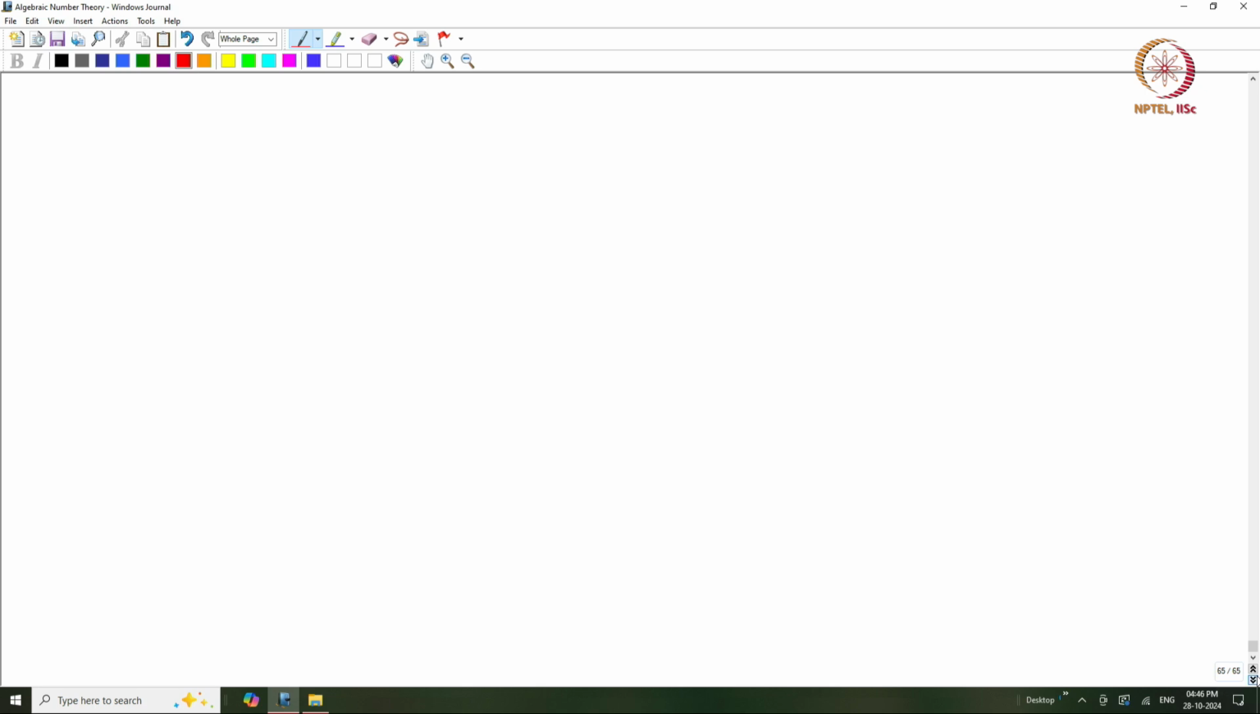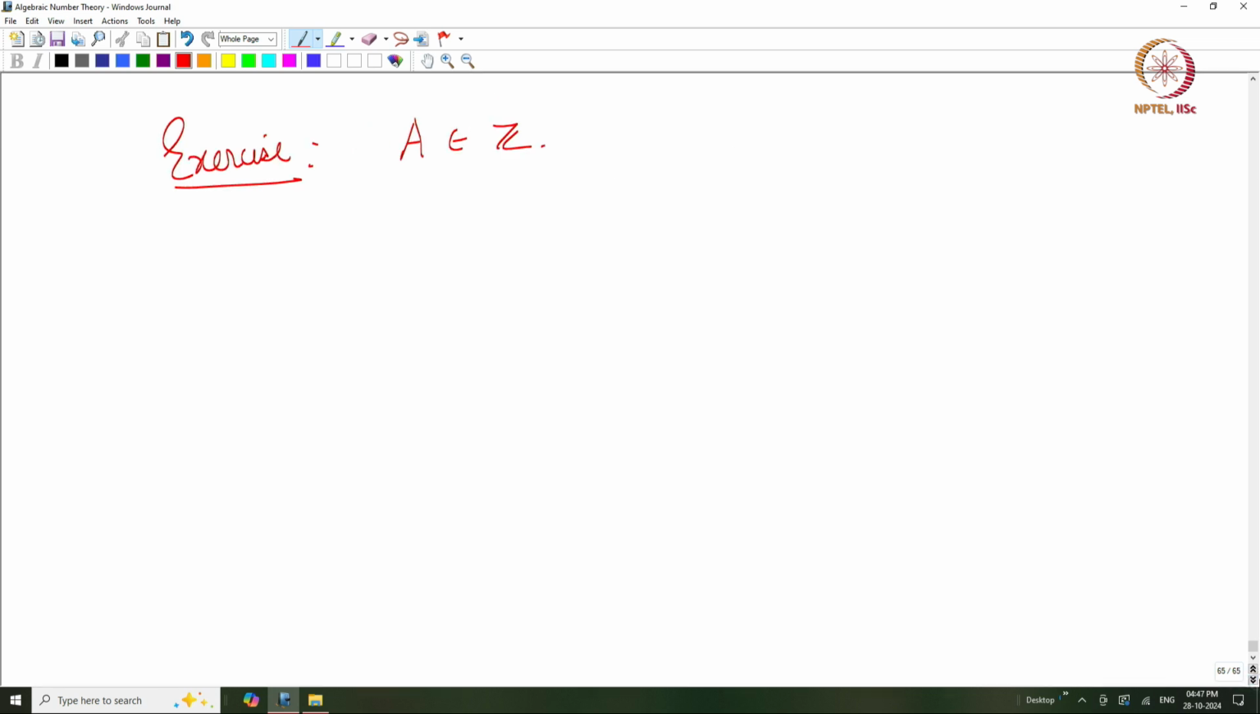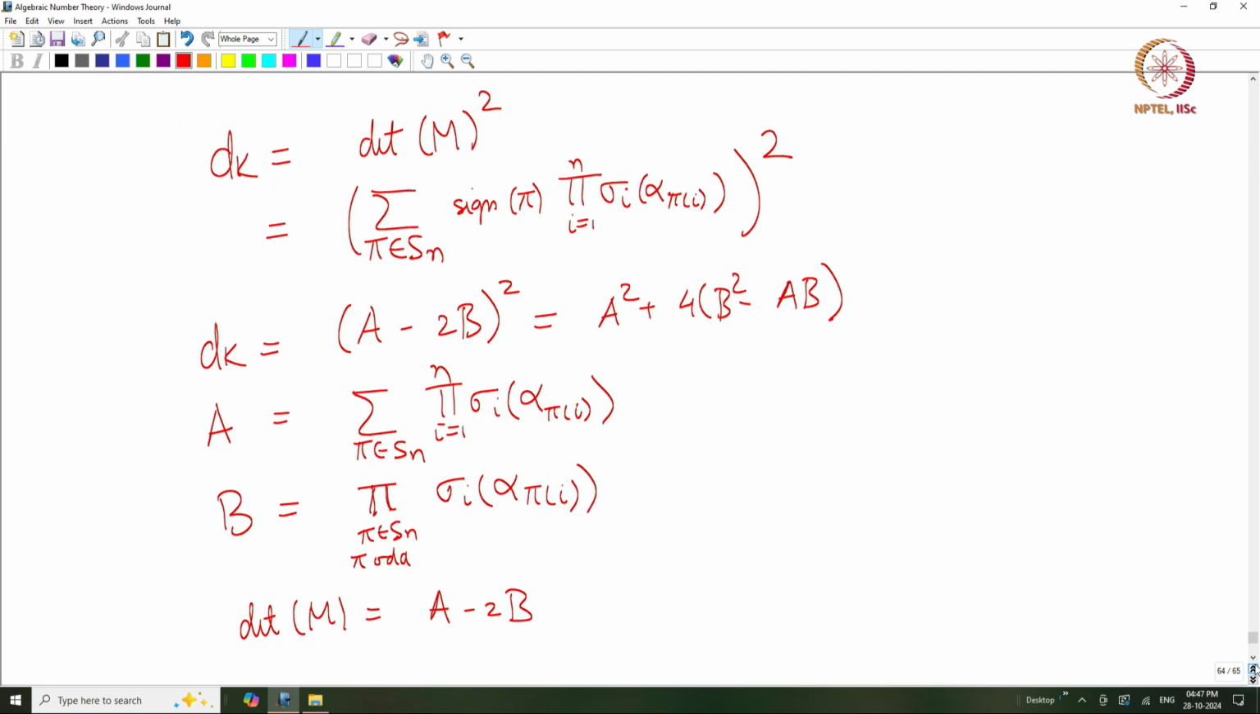And now here is an exercise, it is an easy exercise by what I have said. A is in Z. So, it just means that a is invariant under all permutations, all embeddings of k into C, because of the way it is defined, and so it is a rational number, but it is also an algebraic integer because it is a linear combination of products of algebraic integers. So, that is why a is in Z. So, that gives you this exercise.